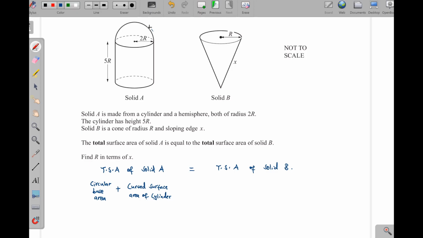Then we have this curved surface area. We are not going to consider this circle here because it is covered in, okay? And for curved surface area, we are looking at that area outside. You see that? Okay, so we shall also add the curved surface area of the hemisphere.